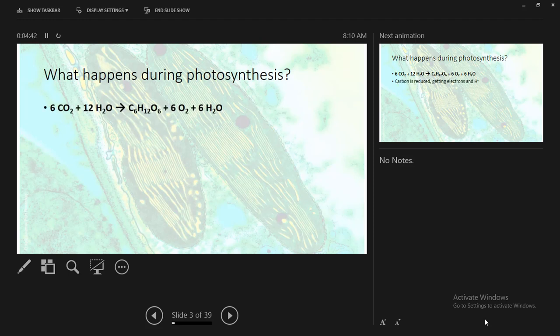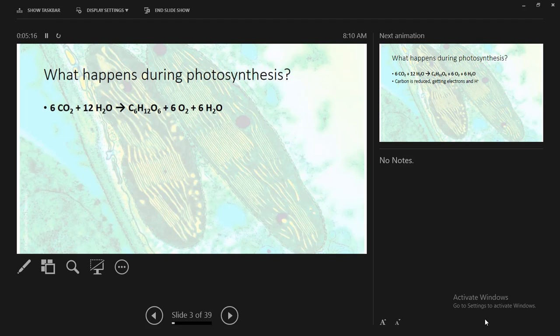Okay, so here's the overall reaction of photosynthesis. And if you are observant, you'll notice that this happens to basically be the reverse of the reaction that summarizes cellular respiration. Okay? In cellular respiration, we take something like glucose or some other 6-carbon sugar, and we use oxygen, and we produce carbon dioxide and water. And photosynthesis is basically the reverse.